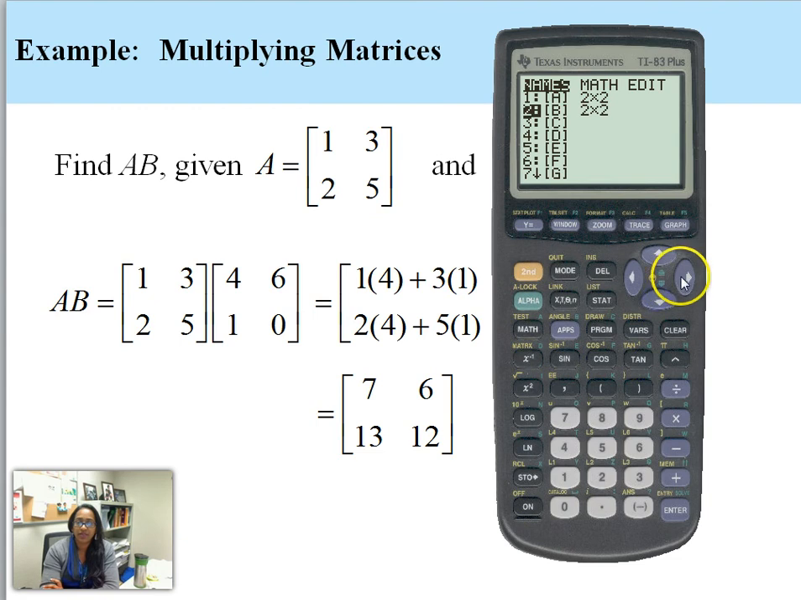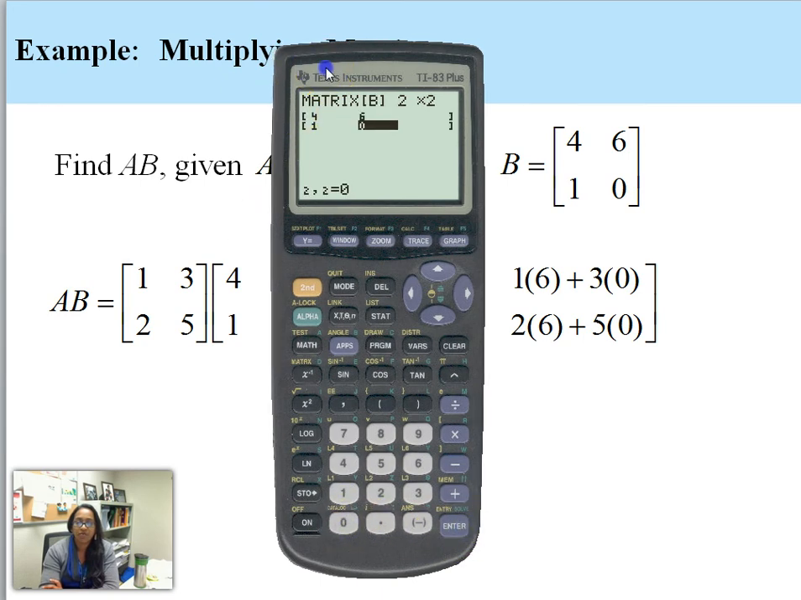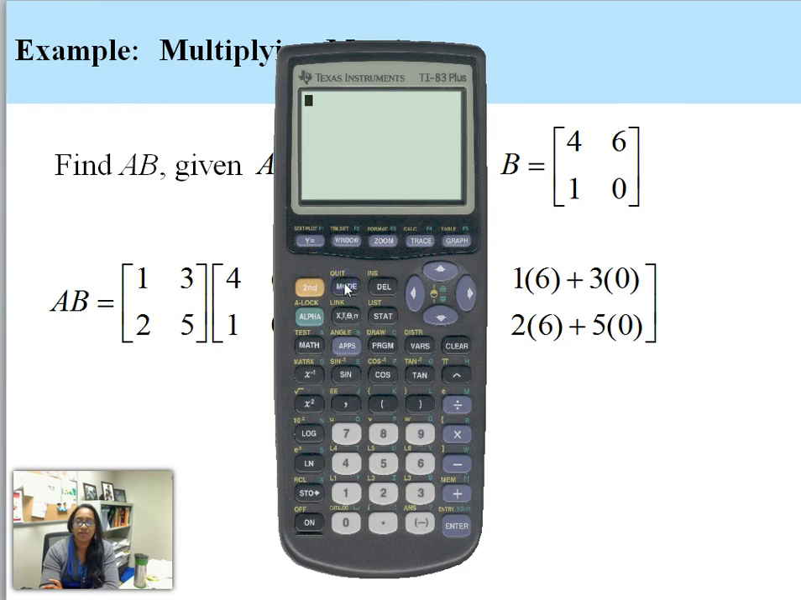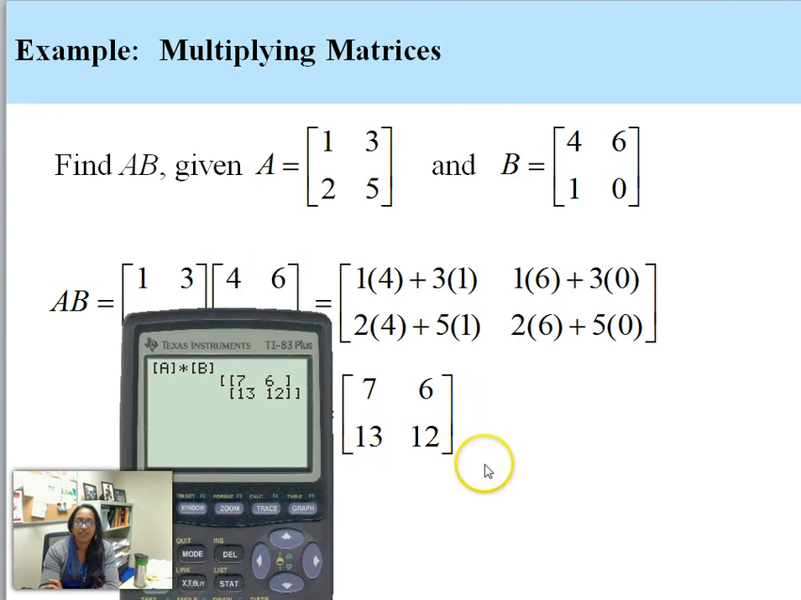So the second matrix B here is also 2 by 2, but the elements are different. So I'm going to go ahead and change it. The first one is 4, 6, 1, and 0. And now remember, I'm multiplying my matrices. I'm going to go back to the main screen. Matrix A times second matrix, matrix B, and enter. What do I get? 7, 6, 13, and 12.